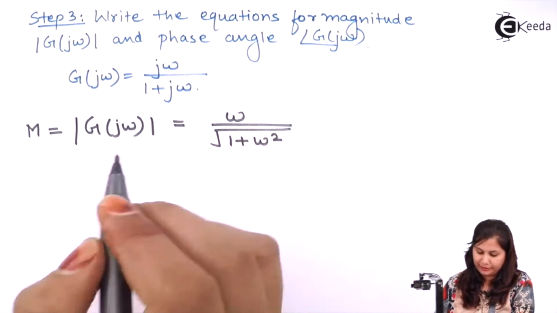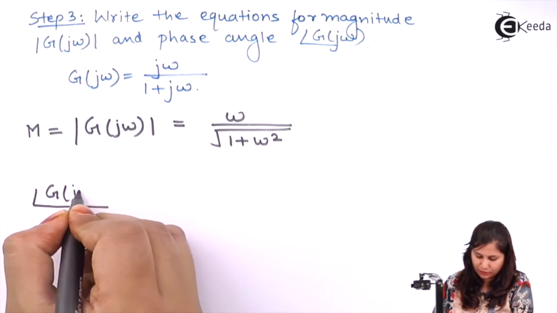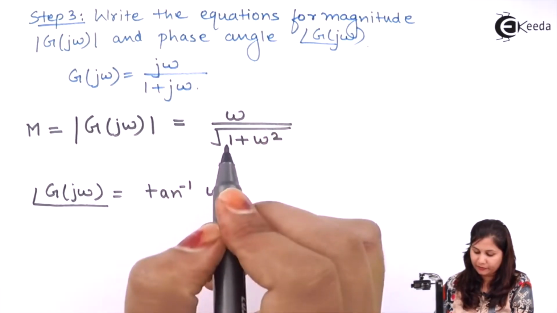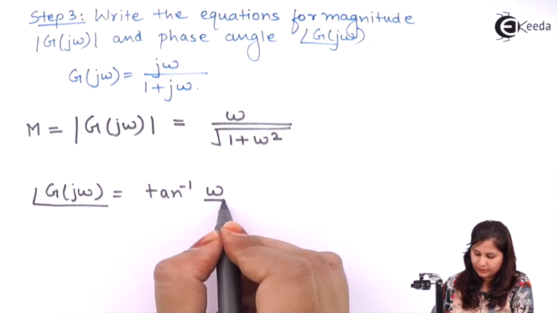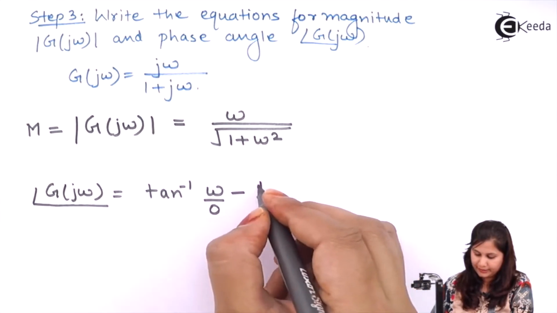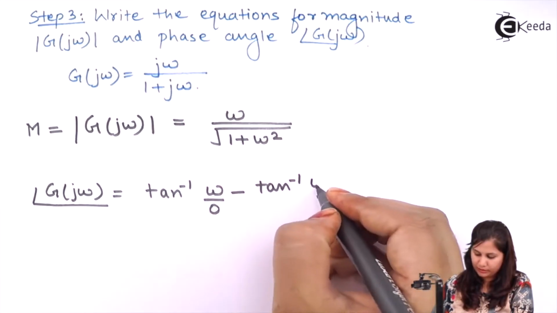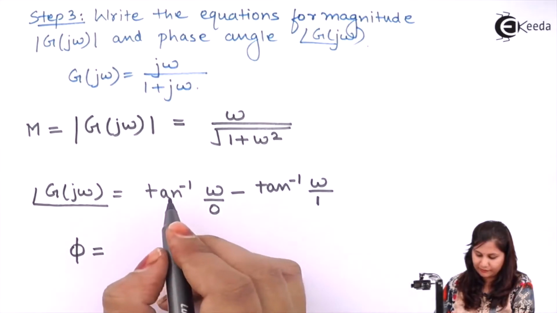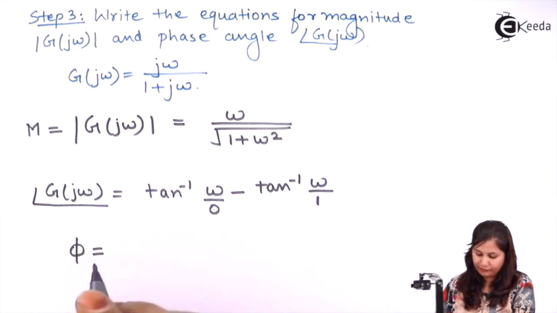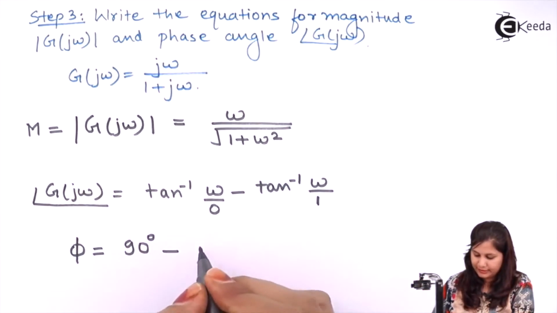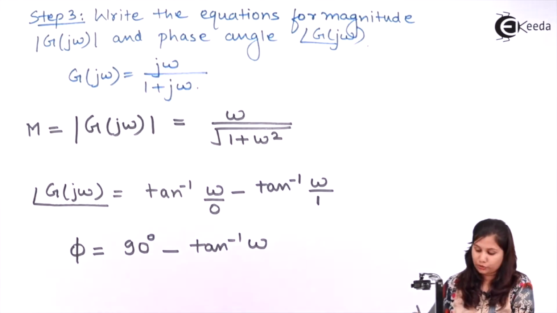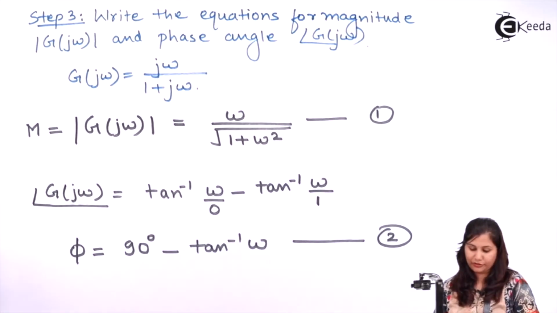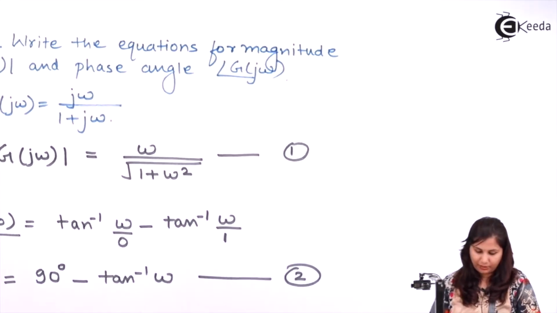So this is the magnitude, and the phase angle, that is angle of G(j omega), will be tan inverse of omega upon 0, that is the numerator, and then minus tan inverse of omega upon 1. This is the phase angle. When we solve it, putting the values, tan inverse of omega by 0 is tan inverse of infinity, which is 90 degrees, minus tan inverse of omega. So this is the expression for the magnitude, and this is the expression for the phase angle of the transfer function G(j omega).